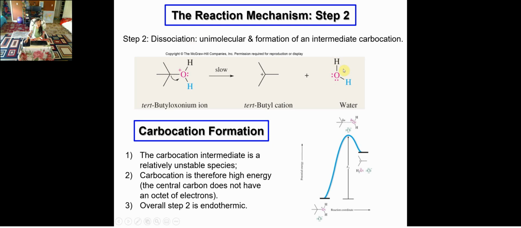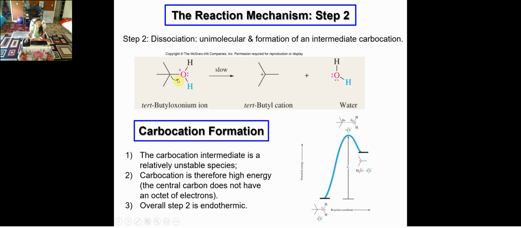This dissociation is the slow step. It's happening slowly, involved in the breakdown of this oxonium, so as to release a water molecule and then to form a carbocation. In this step, your carbocation will be produced.